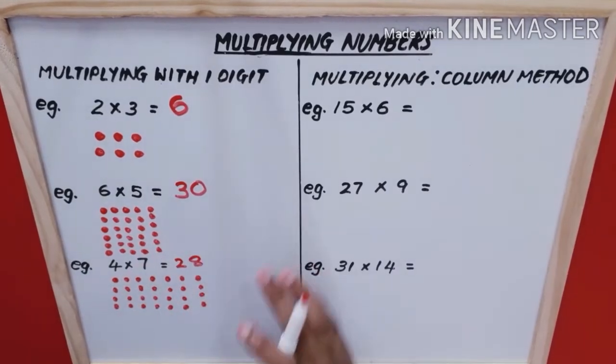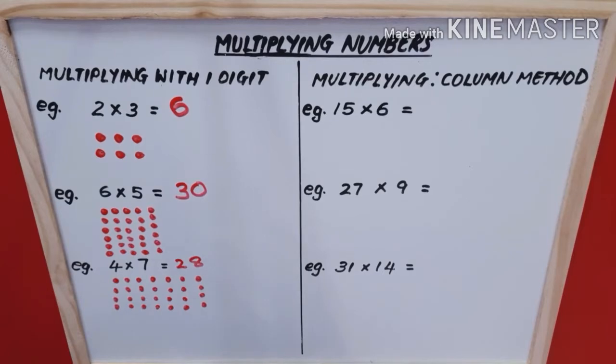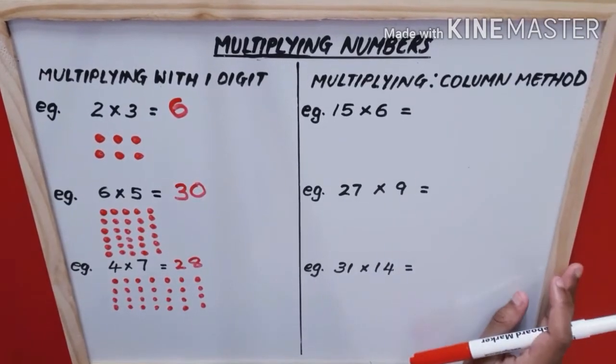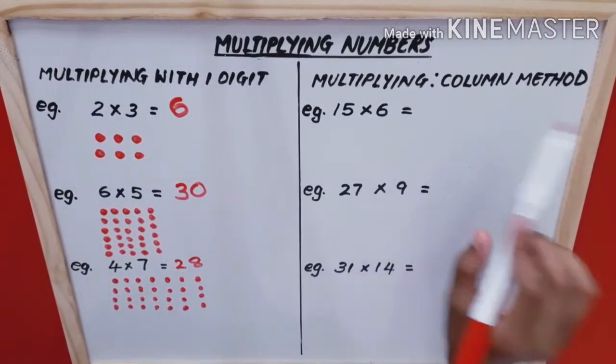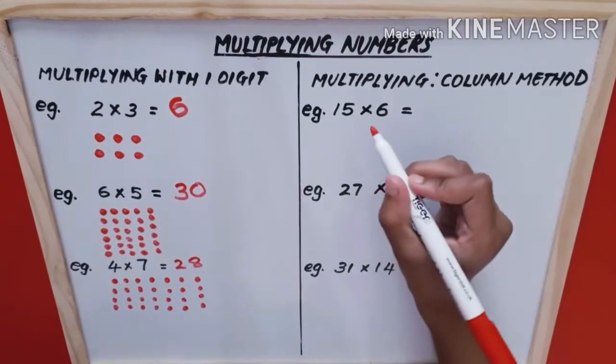Now, multiplying with single-digit numbers is generally meant to be done mentally, but for beginners I've drawn it out so it's easier to visualise. So now let's look at some slightly more challenging questions. To do these, we're going to use the column method. So let's look at the first example here.